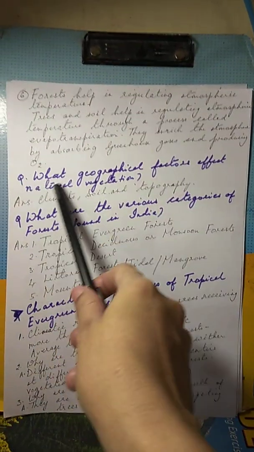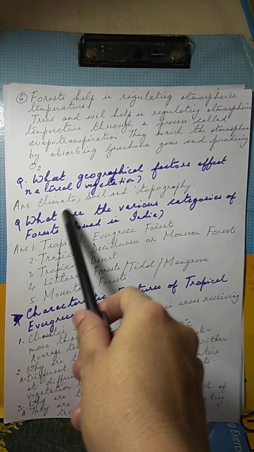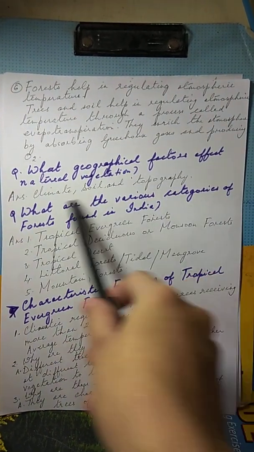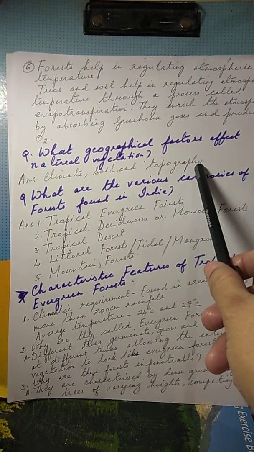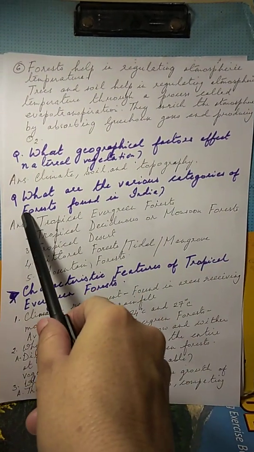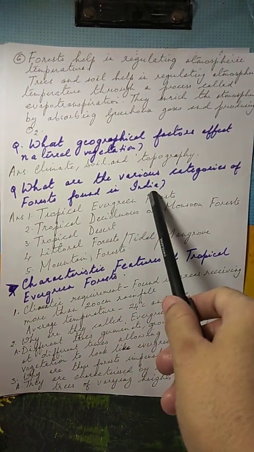Then the next question is, what geographical factors affect natural vegetation? Climate, soil and topography. These are the three major geographical factors which affect the natural vegetation of a place. Next question, what are the various categories of forest which are found in India?